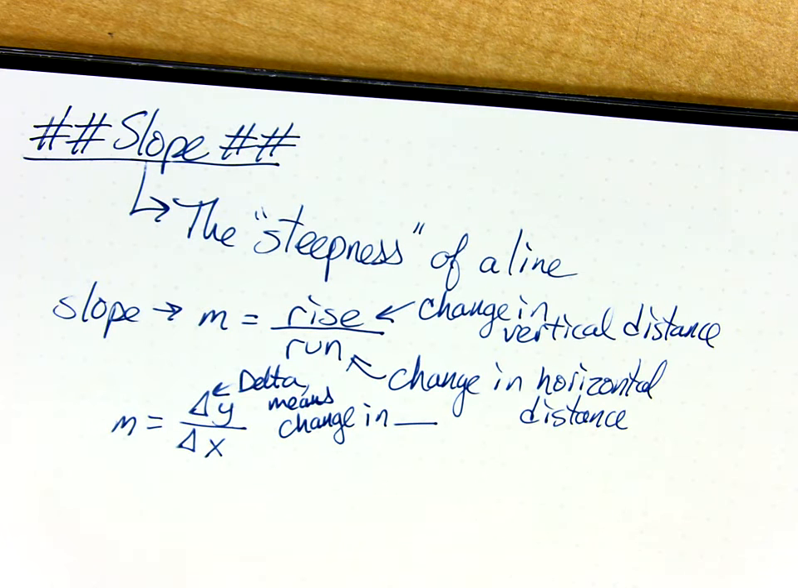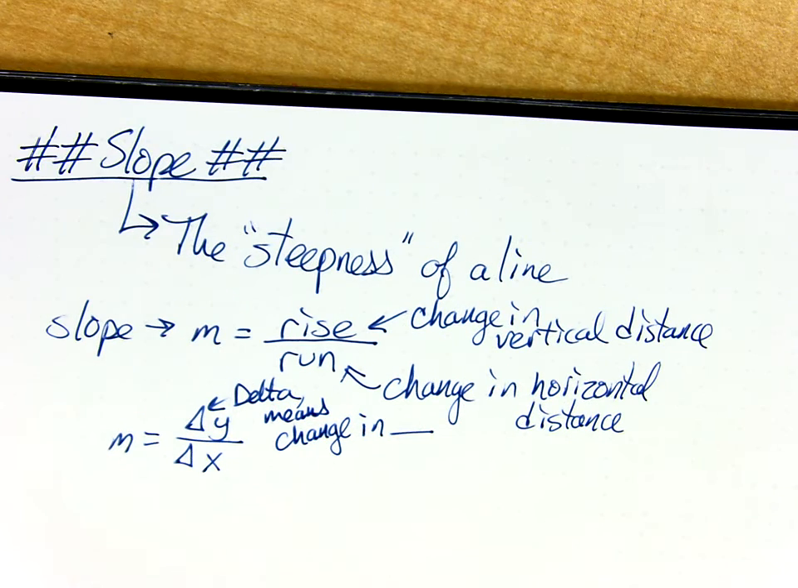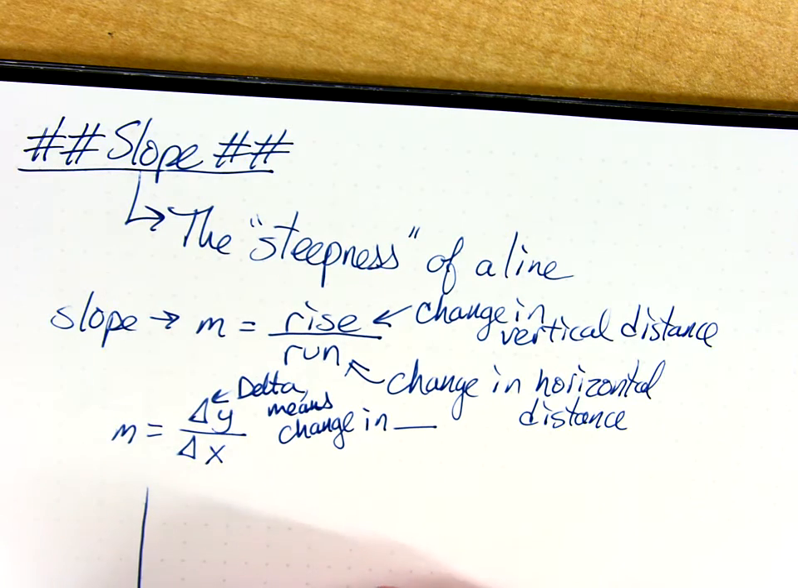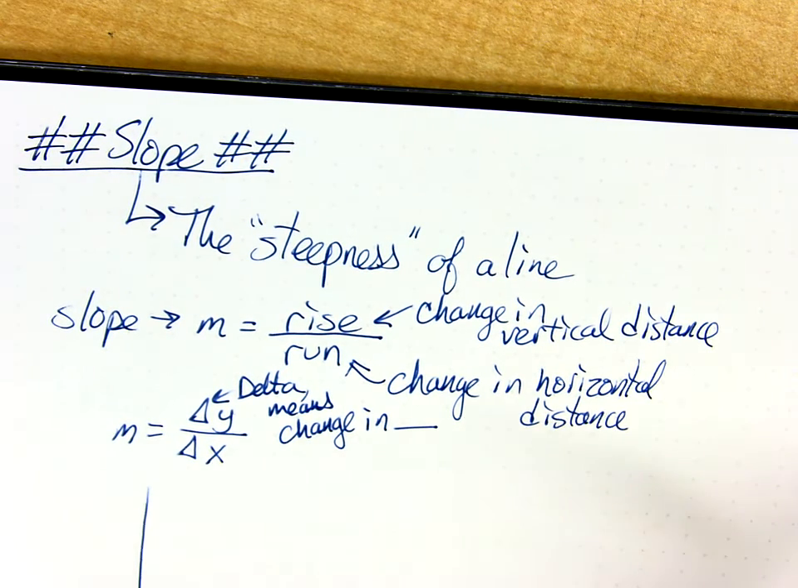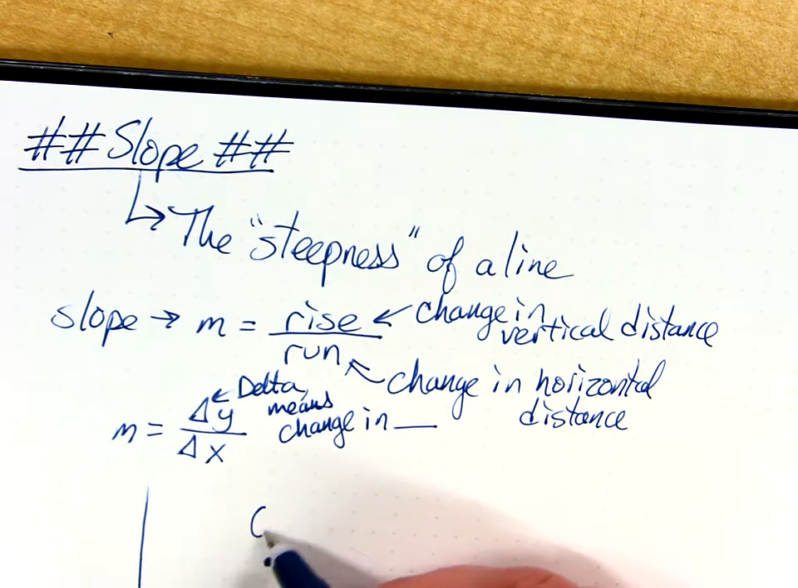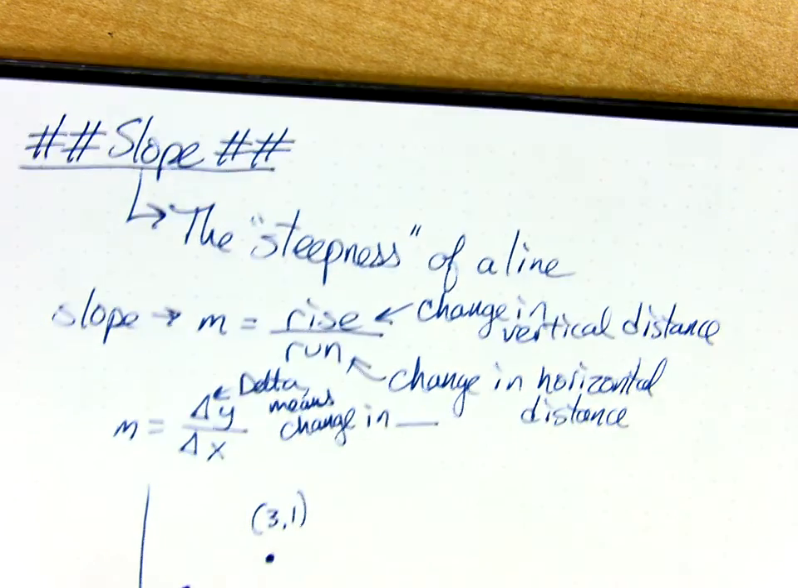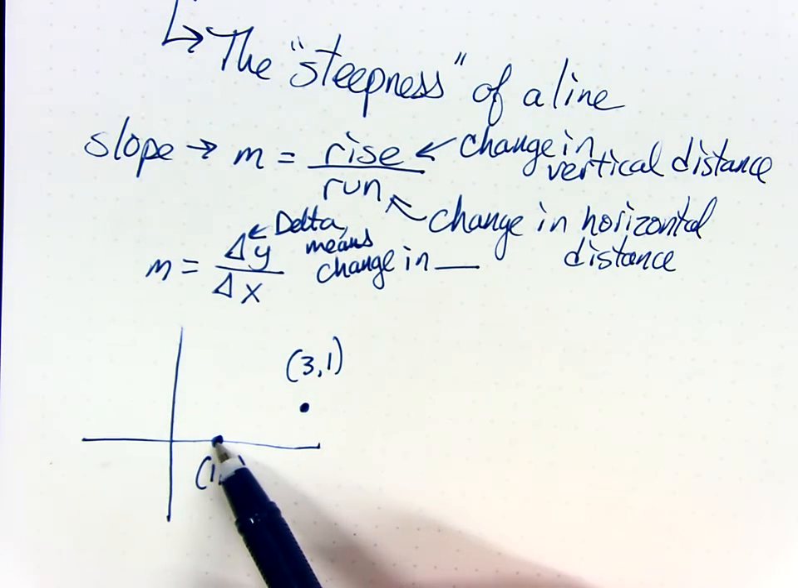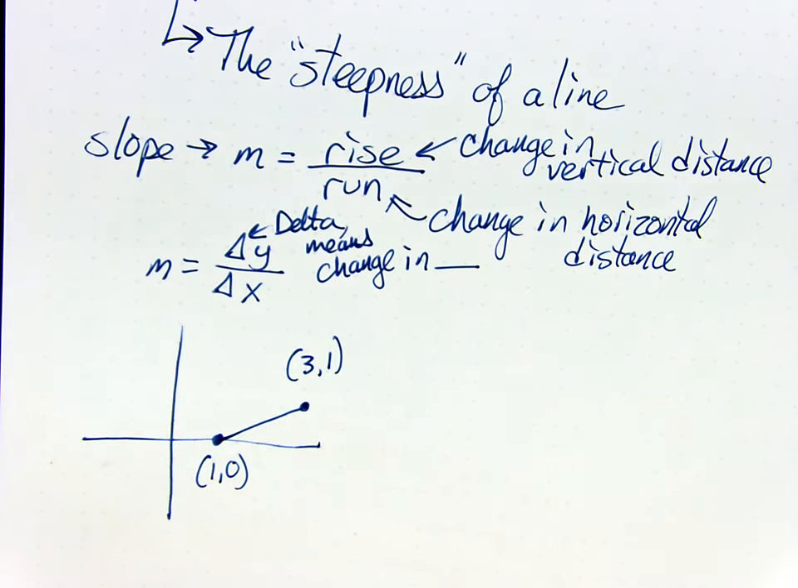All right, great. So let's say I had a coordinate plane. So I'm just going to sketch one. And let's say I had 2 points. One of them is at, I don't know, how about (1, 0)? And let's put the other one at maybe (3, 1). So what I can do is I can mathematically figure out how steep that line is. I can assign it a value. And here's how we do it.